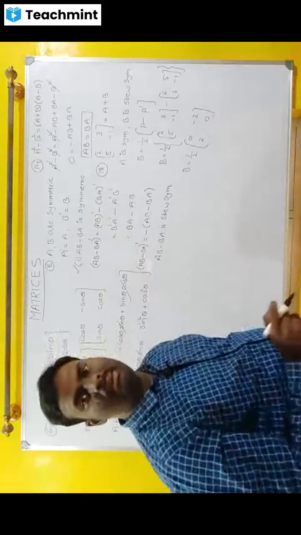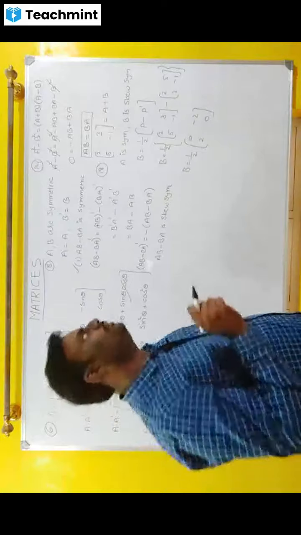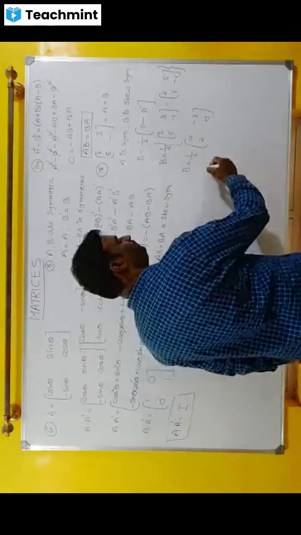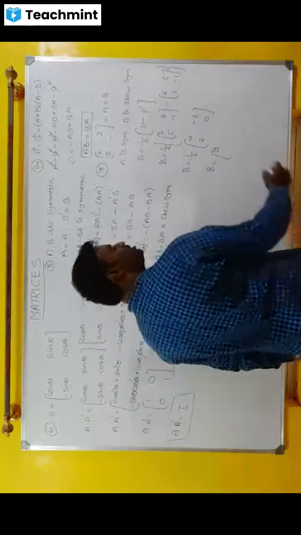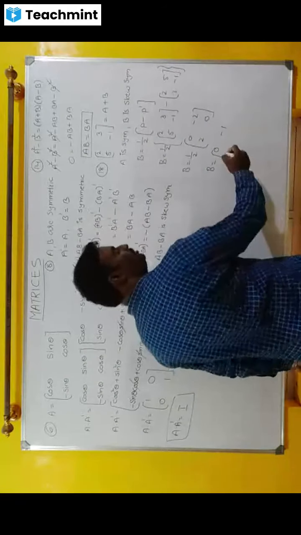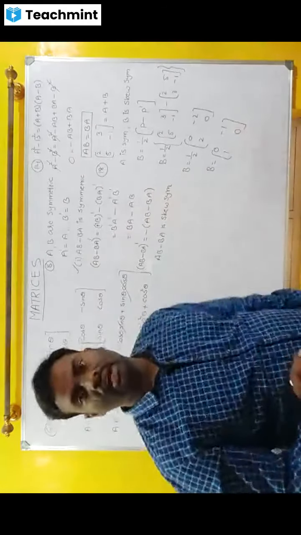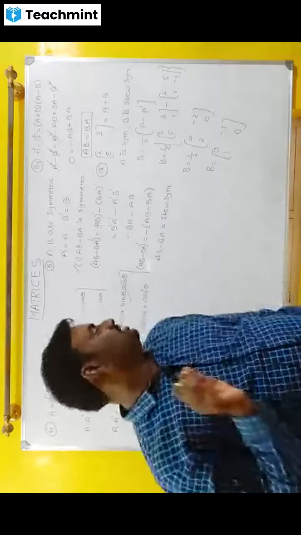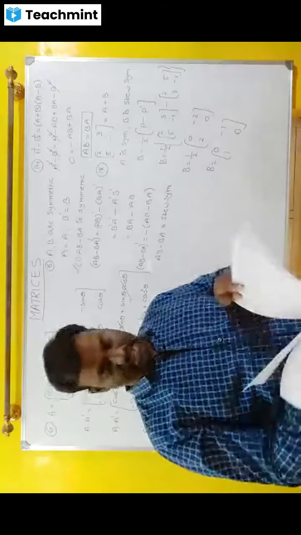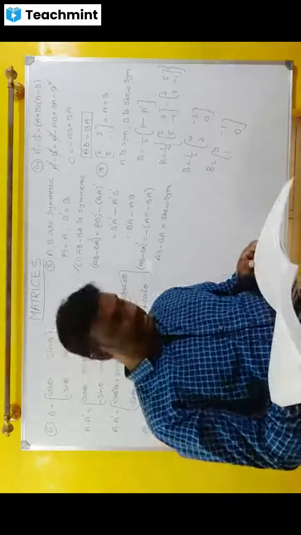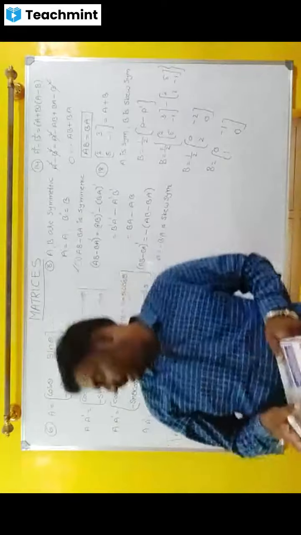Each and every element in the matrix is divided by 2. Then what will we get? B is equal to 0 by anything, 0; minus 2 by 2, minus 1; 2 by 2, 1; 0. Finally we got the matrix B as [0, minus 1; 1, 0]. That is the answer, the fourth option is correct for question number 18.